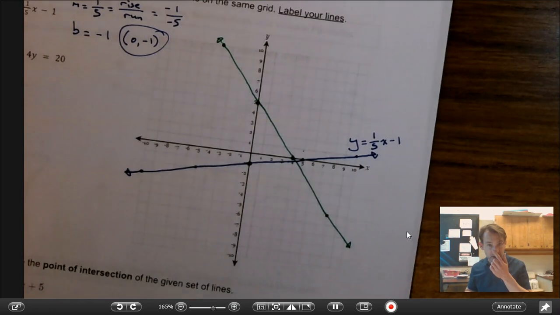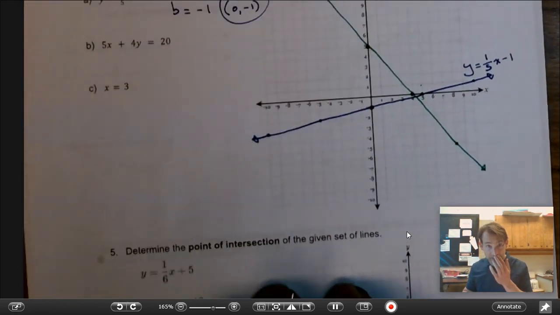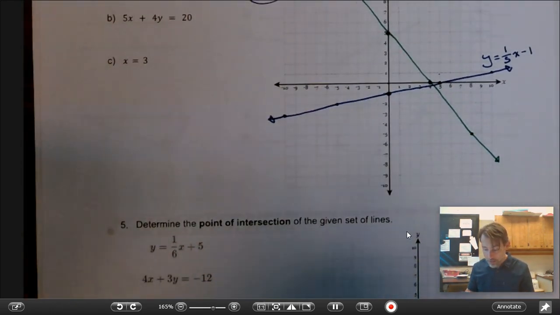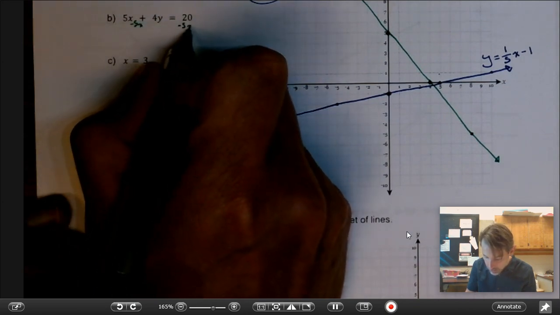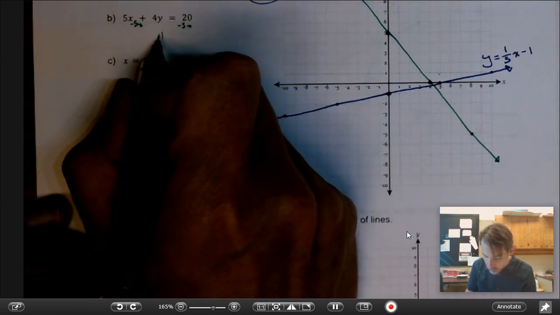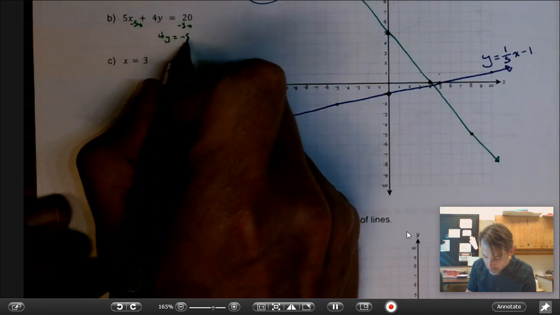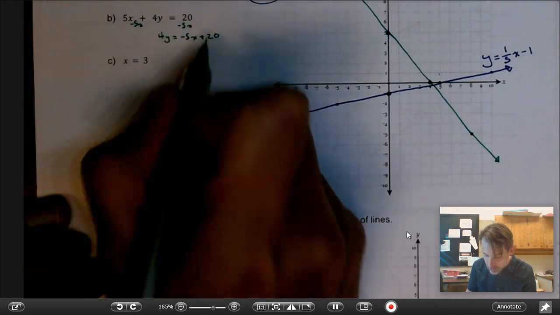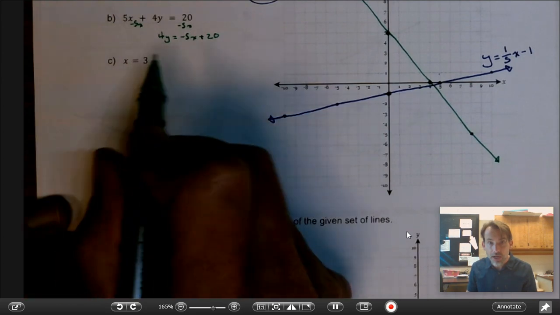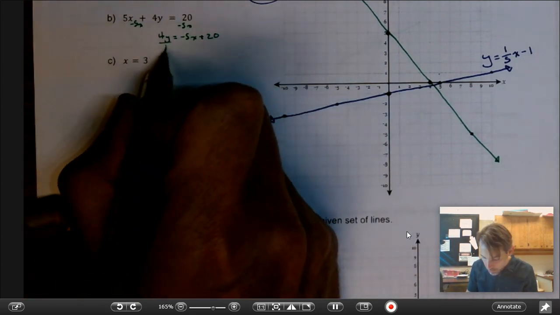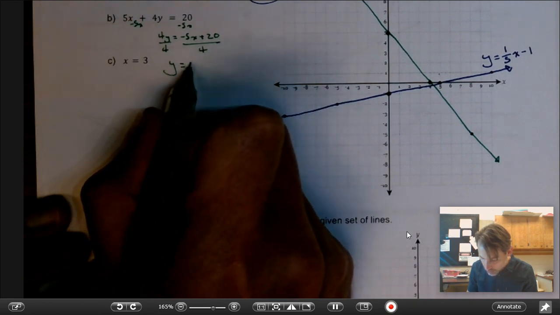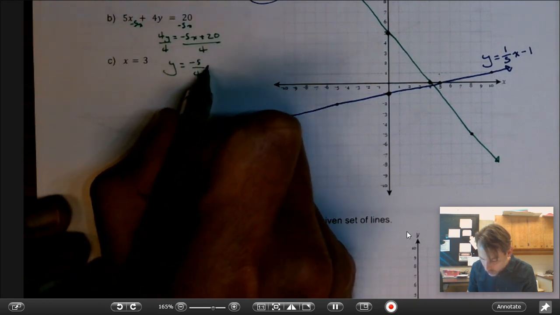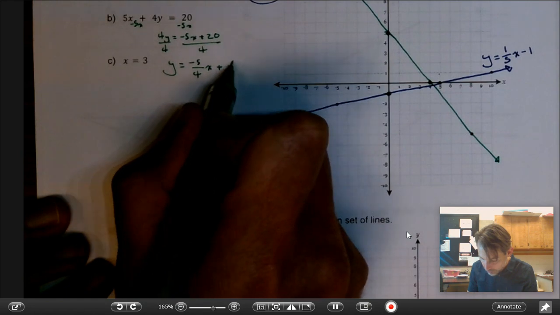All right, now I kind of rushed through that because I knew I was going to show you another method, and then I would wow you with, oh man, they're all the same. Subtract 5x from both sides. Then you end up with 4y equals negative 5x plus 20, and then divide both sides by 4. So y is equal to negative 5 over 4 x plus 5.